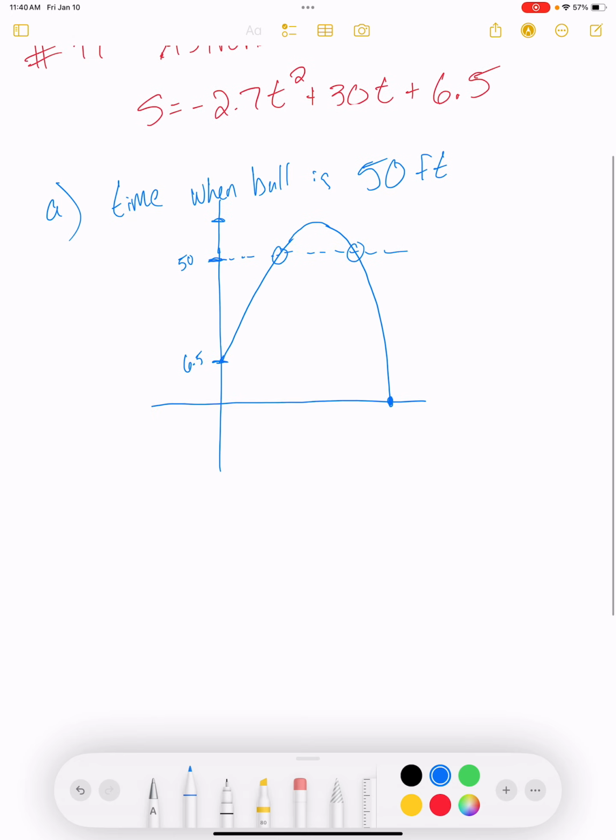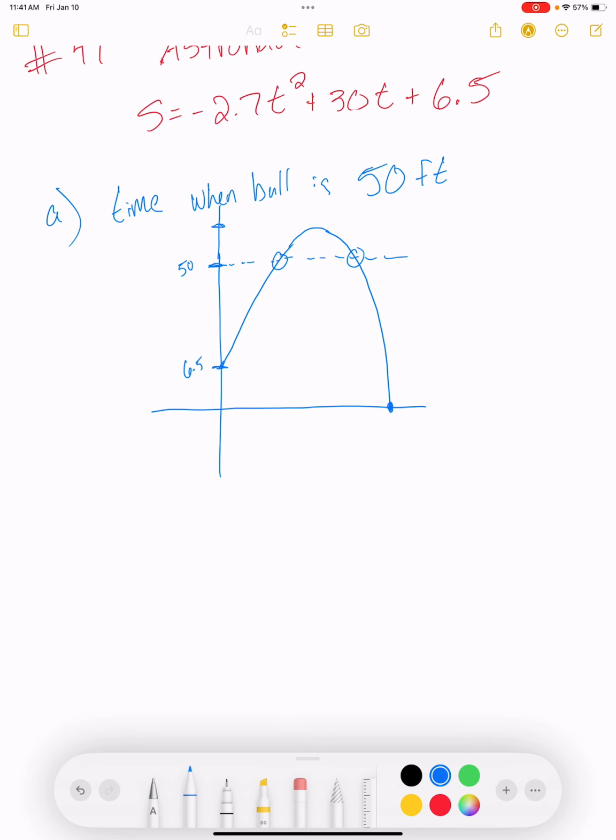So let's think about this. We want the time. We're looking for t when the ball's height is 50. And we know that in the problem it tells us, S, the height S of the ball.